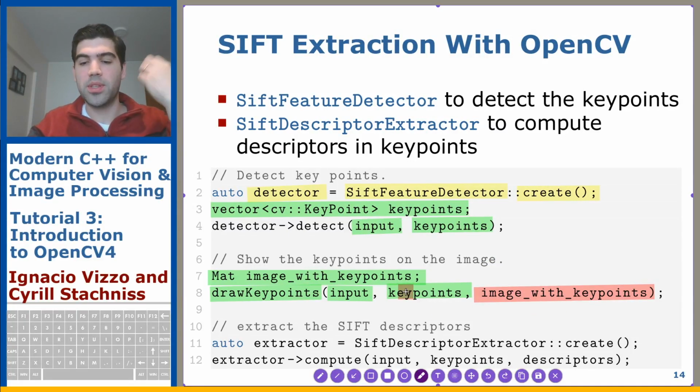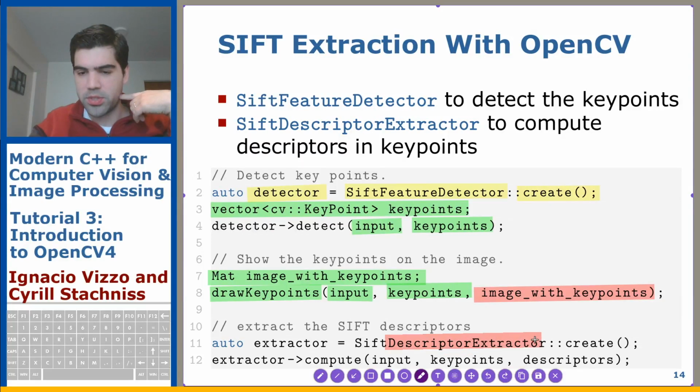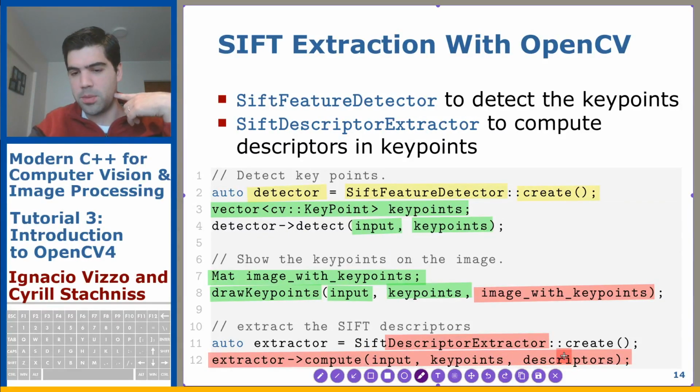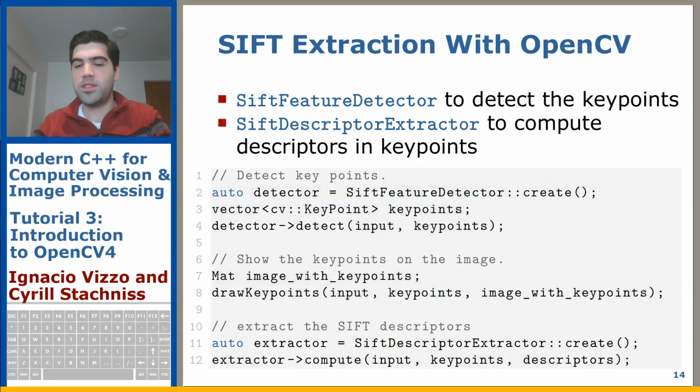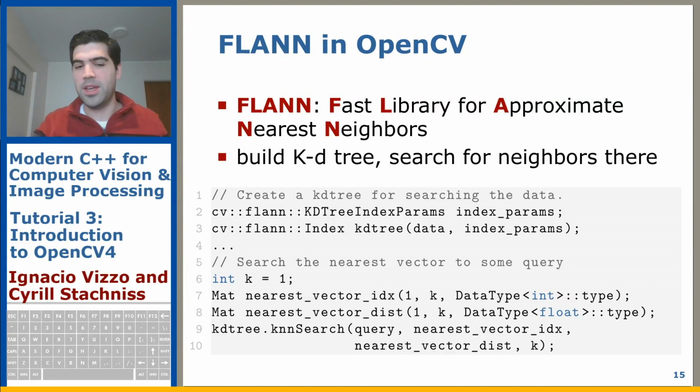And how to extract the descriptors? Instead of using a feature detector, we will use the descriptor extractor with the same syntax, and then we will compute this on the input image with the given key points, and the descriptors will be the output. So this is not the best syntax of C++, but in order to maintain backwards compatibility, they did it this way. So the syntax is easy.